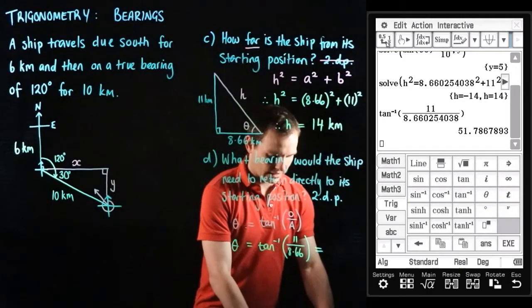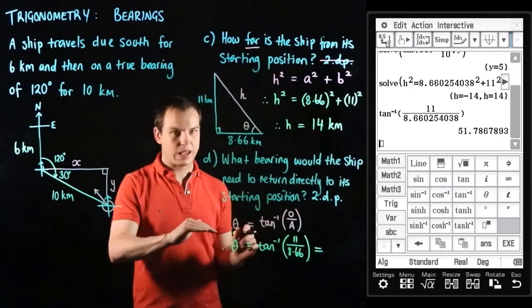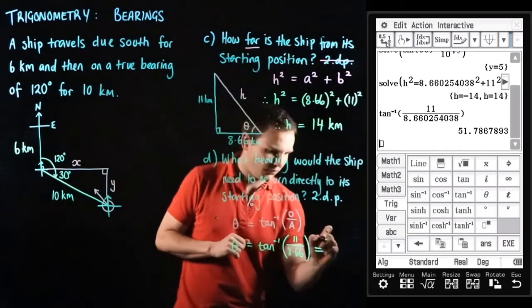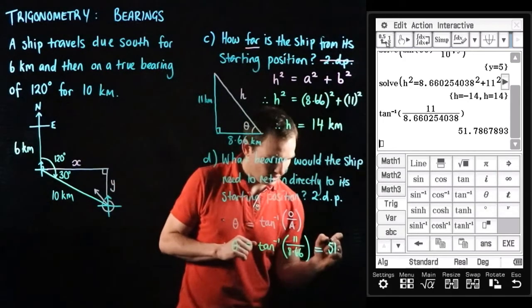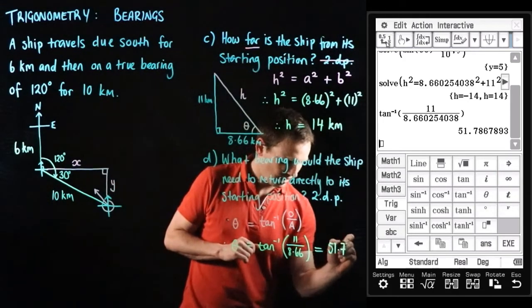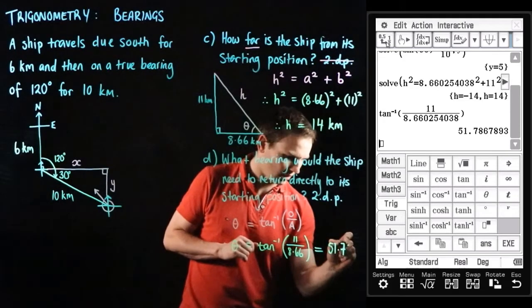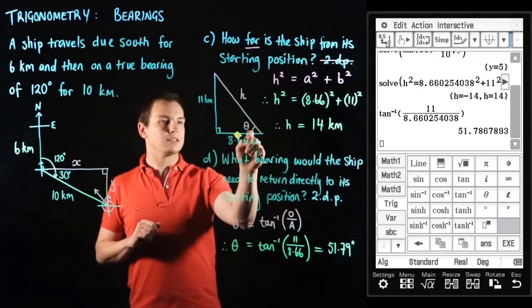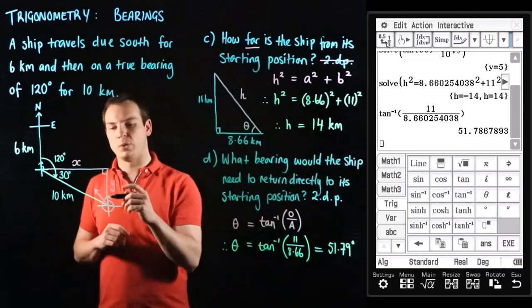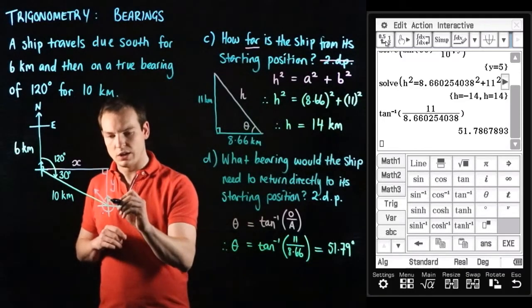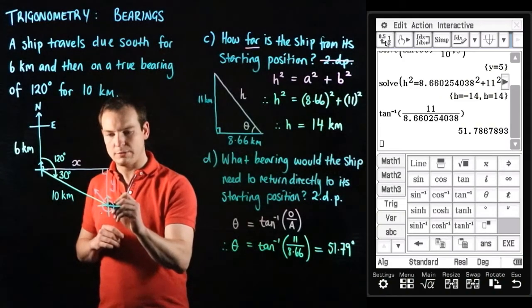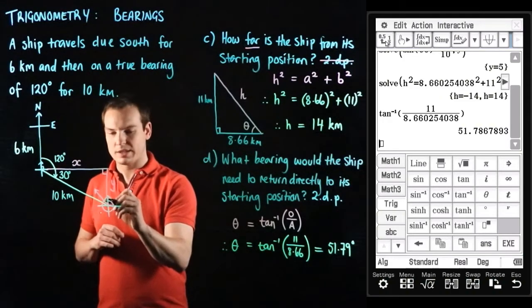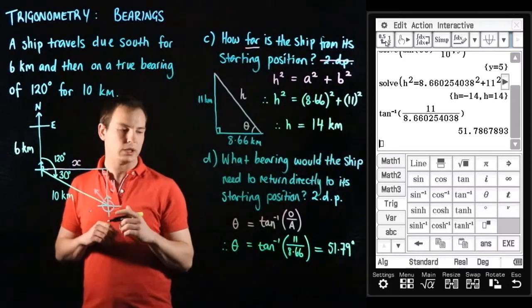So our answer to the first step in this process is going to be 51.79 degrees. So we know what this angle is, and we discussed before that to get the true bearing, we do 90, 180, 270 plus the 51.79, and that will give the bearing that we need.